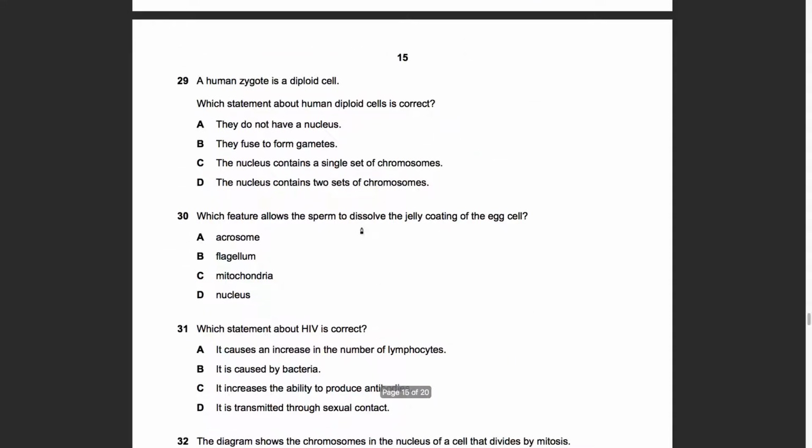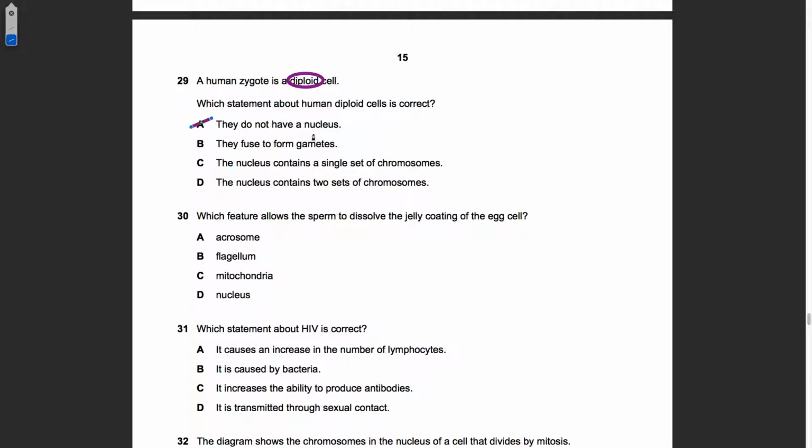29. A human zygote is a diploid cell. Now, in case you don't know what a zygote is, it's that initial cell formed after the egg cell and the sperm cell come together in fertilization when their nuclei fuse. So which statement about a human diploid cell is correct? They do not have a nucleus. No, most do, apart from a couple like the red blood cell, which as it matures loses its nucleus, but that's a very extreme specialization to carry more oxygen.